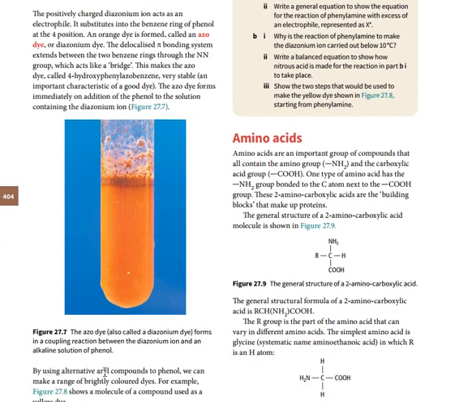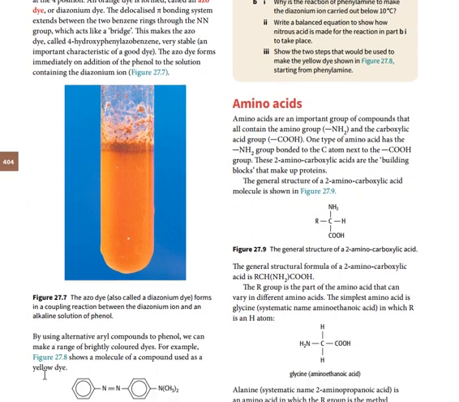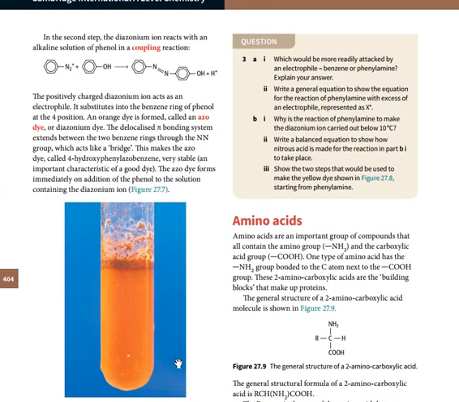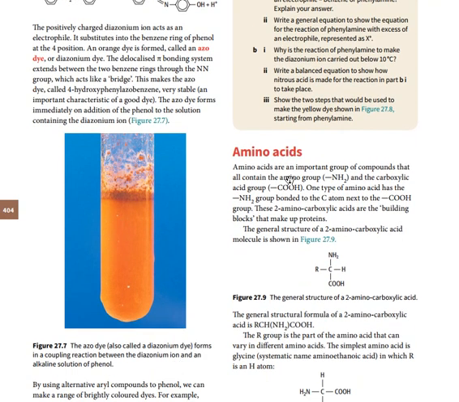depending on the milieu. By using an alternative compound such as phenol, we can make a range of brightly colored dye compounds. So we have different colors that you can produce because this bond here has the ability to absorb different light. So you can produce different dyes or compounds that color a solution by using this diazonium ion. So now the next point is amino acid.